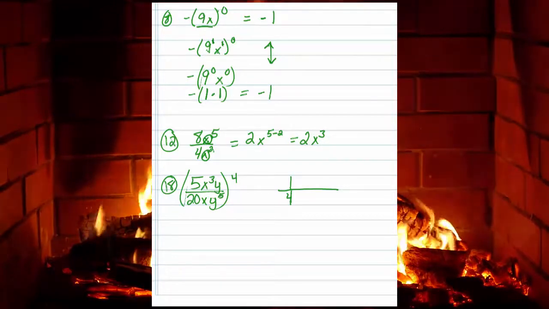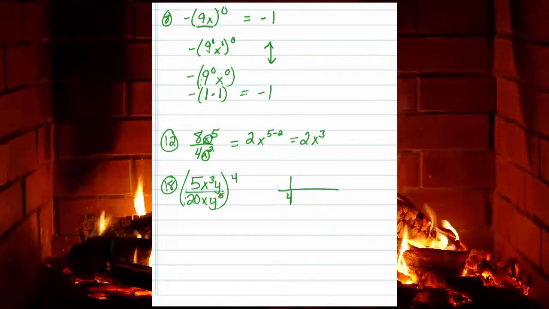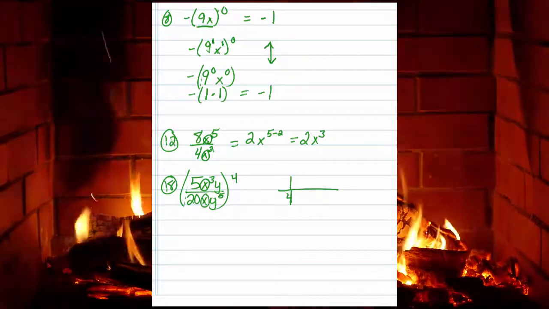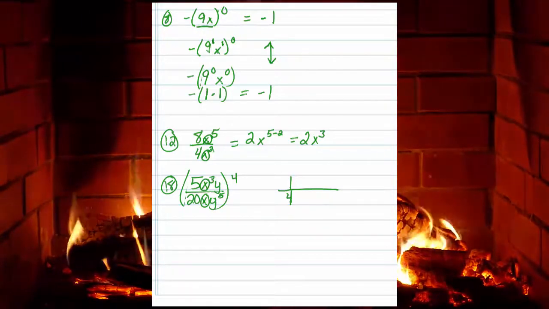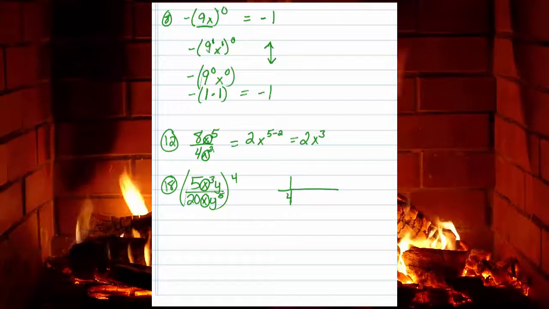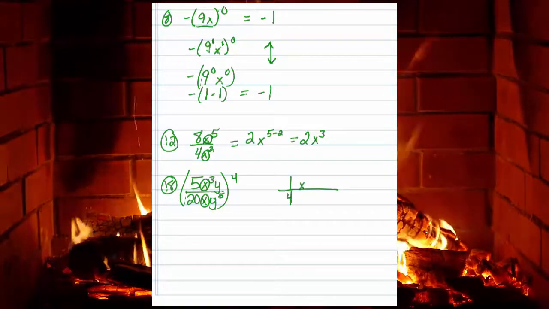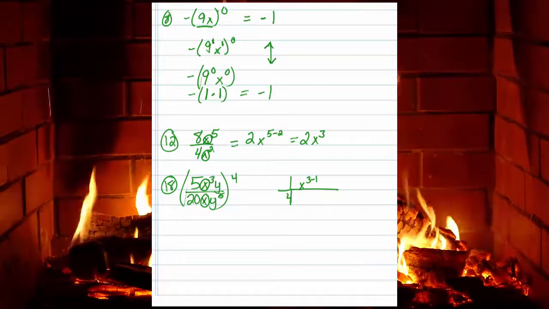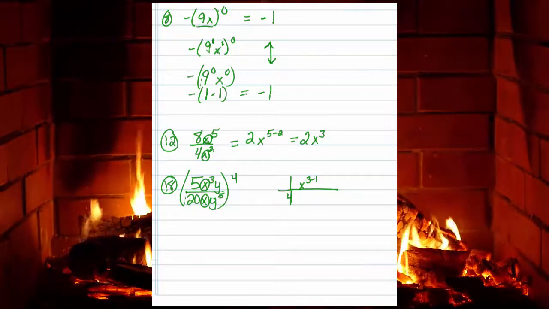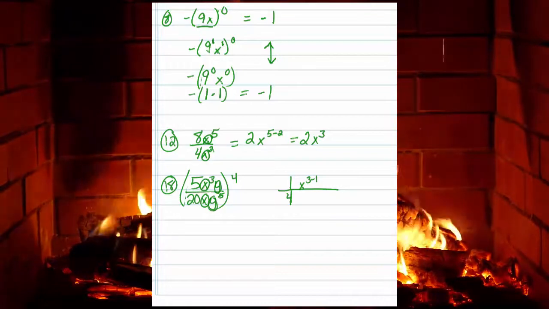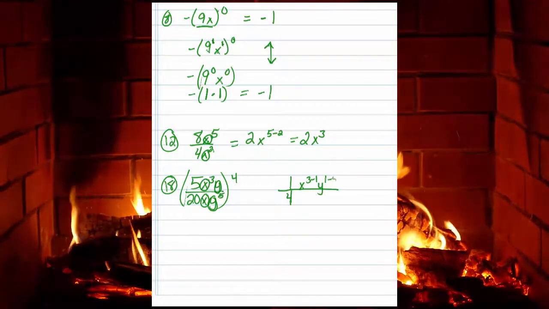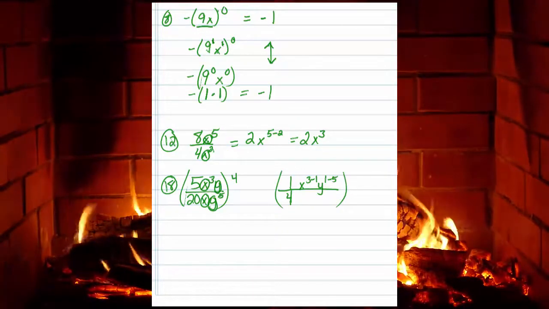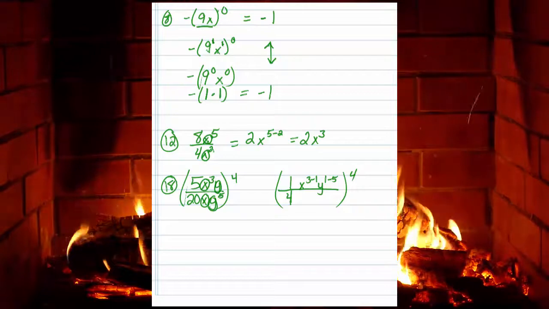And I'm also going to go ahead and simplify the quotient rule problems with the x cubed over x. That would give me x to the 3 minus 1. And I'm also going to simplify my quotient rule with the y's. That would give me y to the 1 minus 5. All of this is still inside parentheses raised to the power of 4.